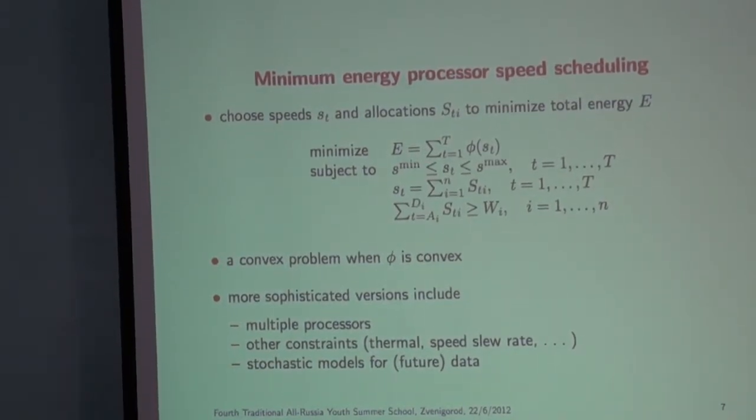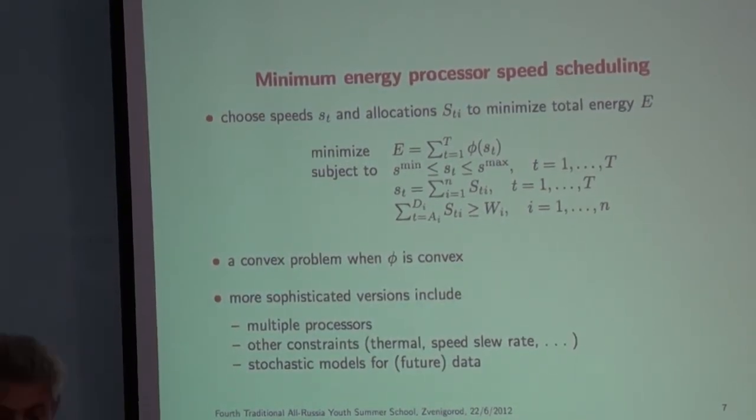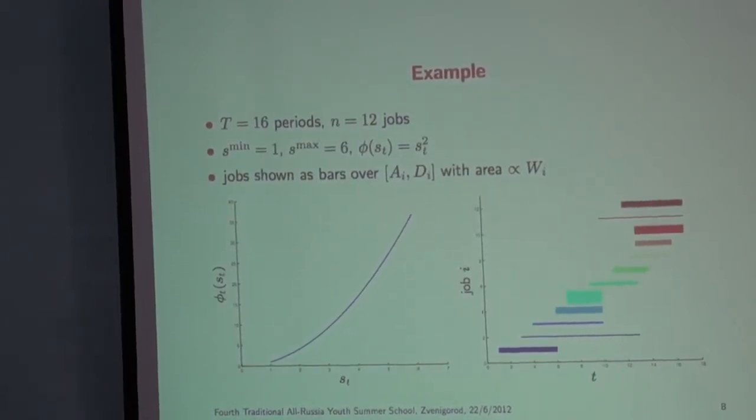So, and you can imagine that's stochastic, right? So that would be another one. Okay, so that's speed scheduling. And let's look at the example. And the example is just to show it does something, right? So it's just a made-up example for us to see.